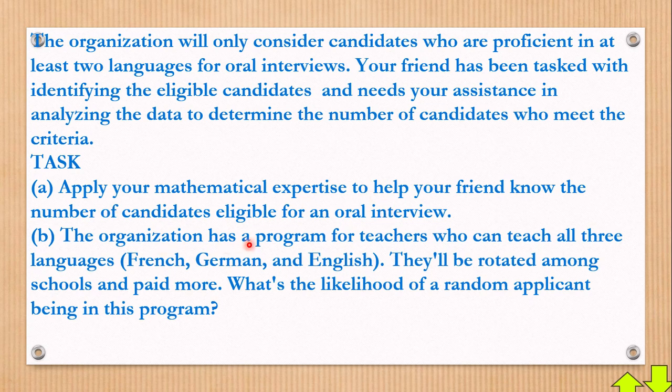Part B, the organization has a program for teachers who can teach all 3 languages, that is French, German and English. They will be rotated among schools and paid more. What is the likelihood? Now, likelihood means a probability. What is the likelihood of a random applicant being in this program? Alright, good. Now with this, let's go and summarize slowly. So we're going to begin with this.